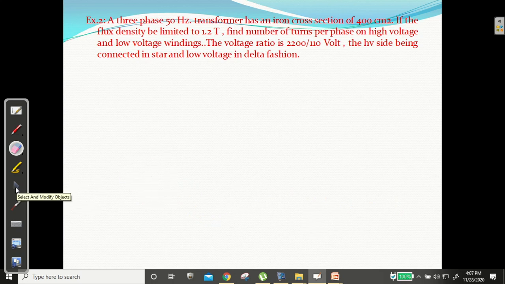I will discuss two more problems in part 2, for the VV connection or open delta connection.